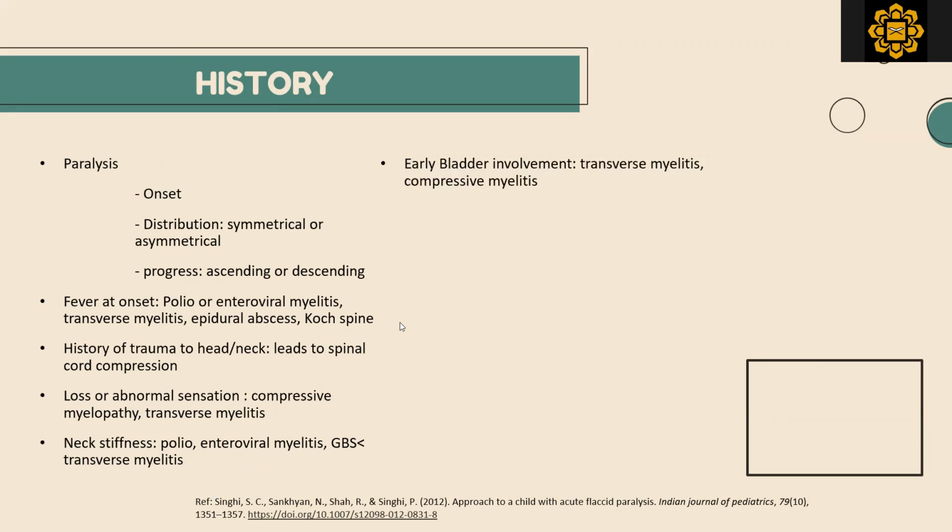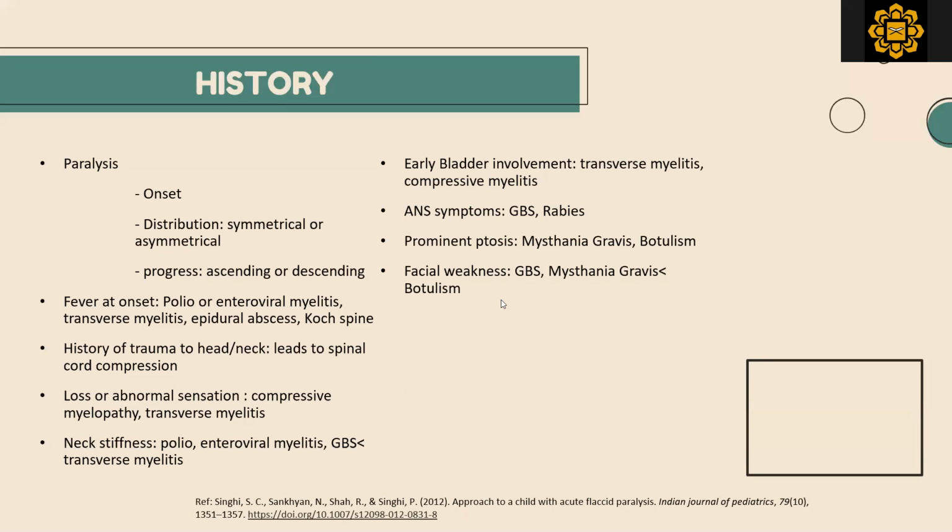And if there is involvement of the bladder, this suggests to what extent the disease has progressed. Then there are also autonomic nervous system symptoms, which can be associated with GBS, so the patient can have lability in vital signs. And if there is any evidence of prominent ptosis, the drooping of the eyes, it may suggest myasthenia gravis. One of the prominent features of myasthenia gravis is ptosis, and it can also have facial weakness. If Guillain-Barré has cranial nerve involvement, it may also present with facial weakness.